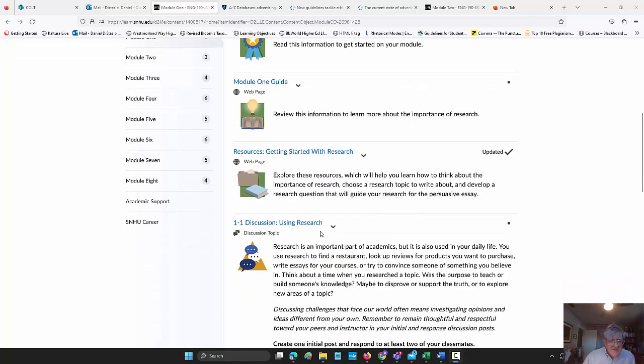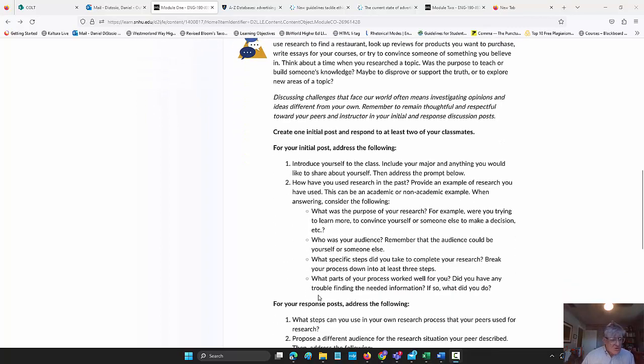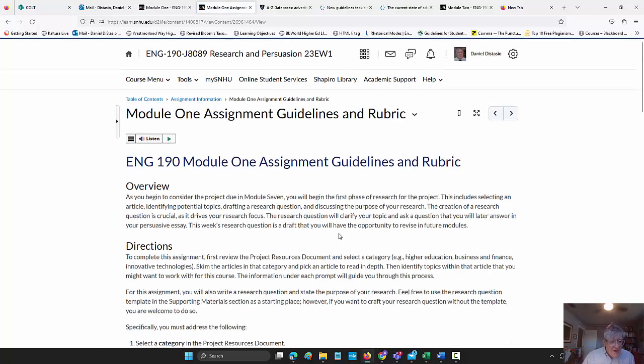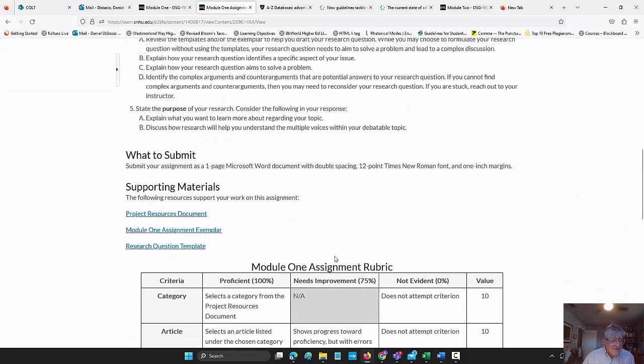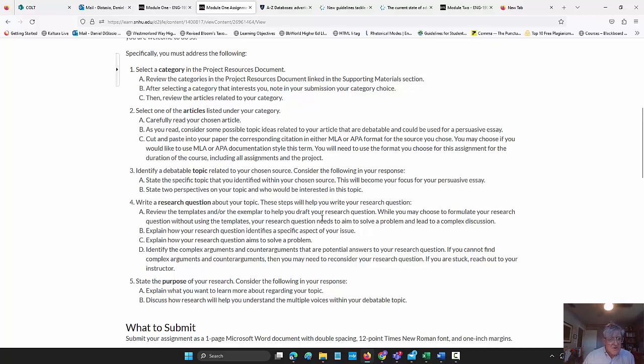In Module 1, we had a discussion where we talked about some of our background and maybe something that we researched in the past. And then in our writing assignment, we went ahead and created a research question by looking at a number of choices that were given to us in the project resource document. We chose a topic, we chose an article, we tried to identify a debatable topic related to that, and then write a research question and the purpose for our research.